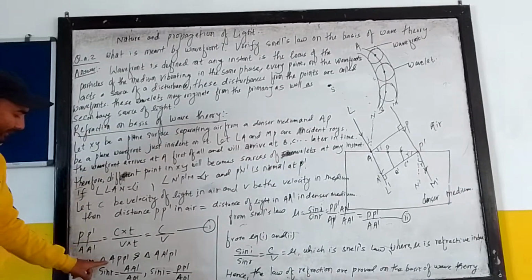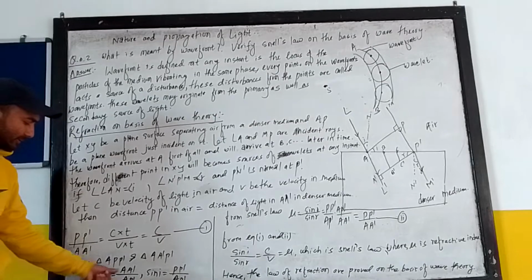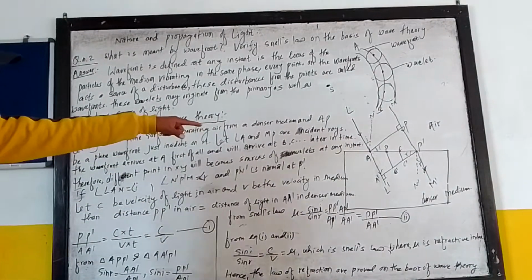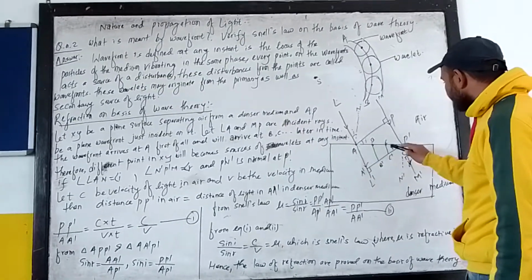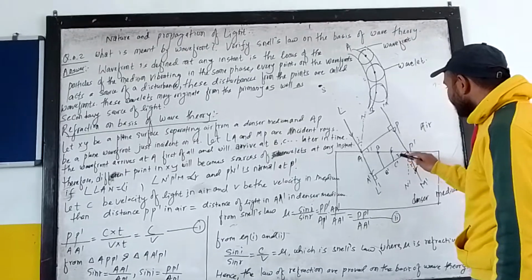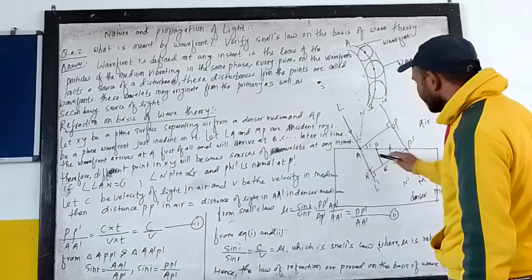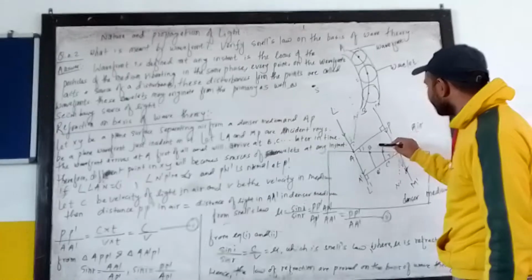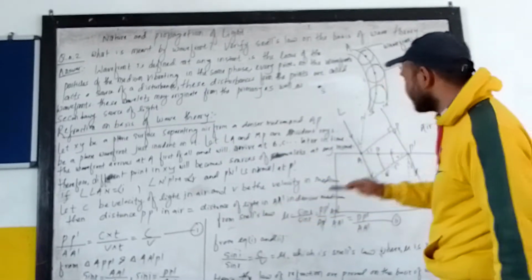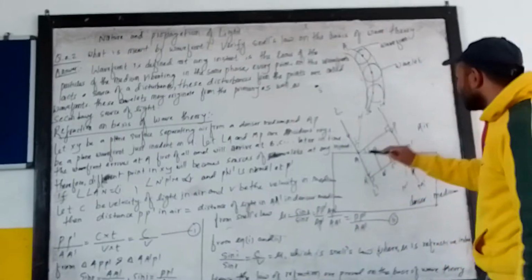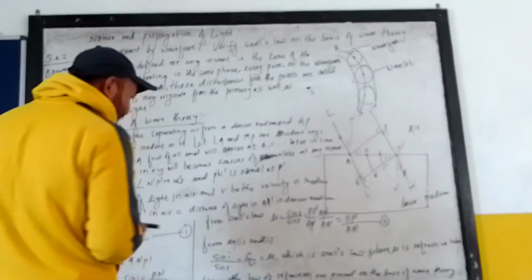From these two triangles, triangle APP dash and triangle A dash P dash, you can see that sin R equals A dash P dash divided by A P dash. You can compare from the figure. In triangle A dash P dash, where the angle is R, when you apply the sin trigonometric ratio, you get A dash P dash divided by A P dash. In the same way, applying sin to the angle in triangle APP dash, sin I equals PP dash divided by A P dash.